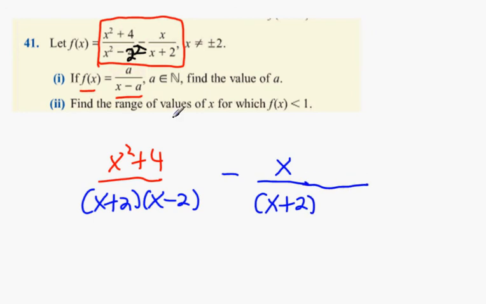X minus 2, x minus 2. Are they the same denominator now? And all I have to do is add in a multiplication top and bottom. Now let's see what happens next, okay?